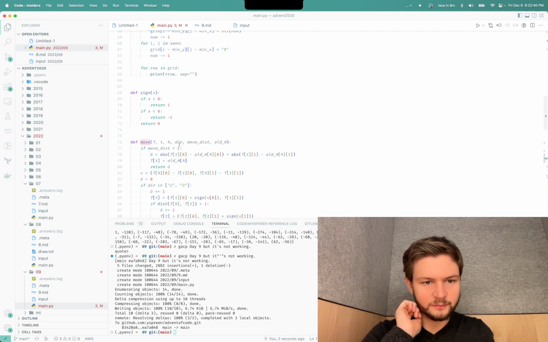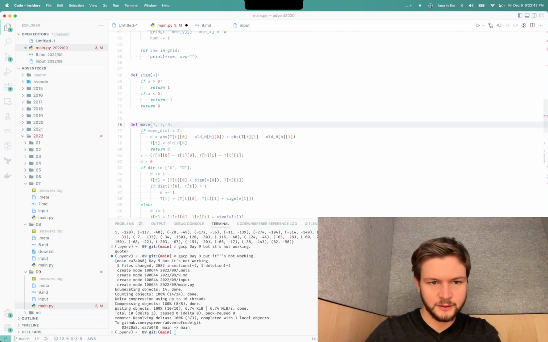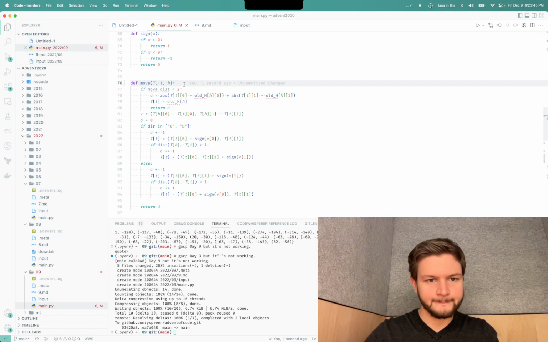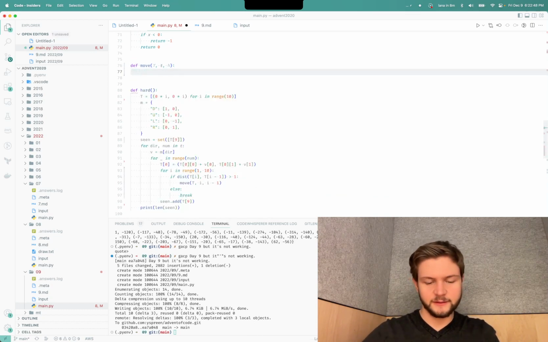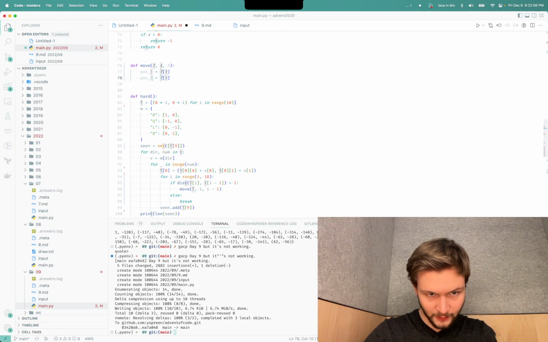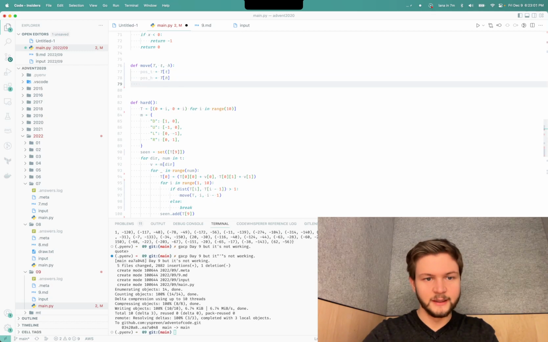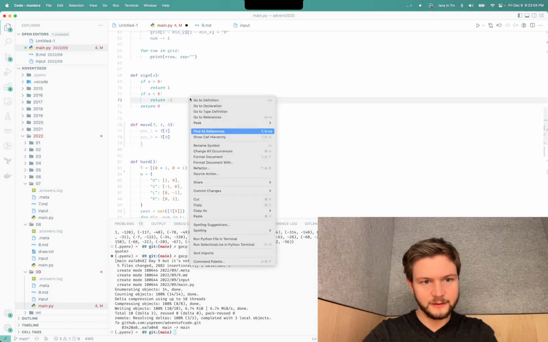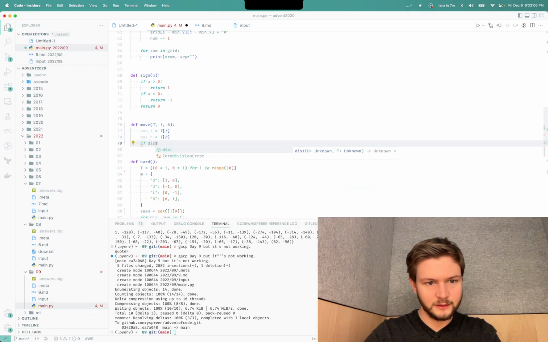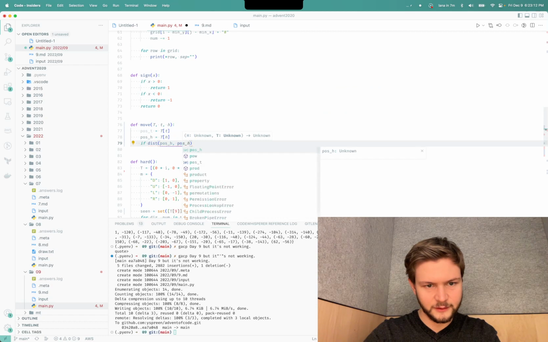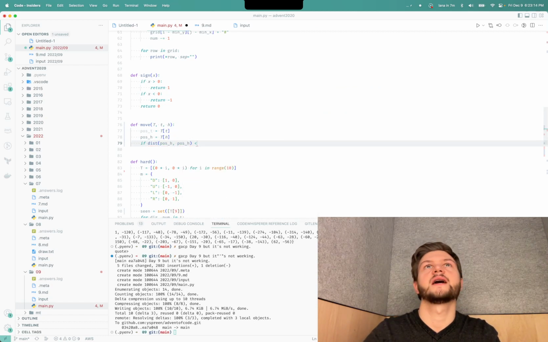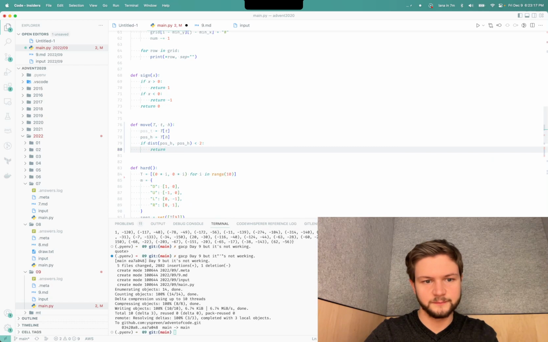Okay, I'm feeling good. Move T T T H. Let's screw all of this. So we got pos T is equal to TT, and pos H is equal to TH. If distance of cos T cos H smaller than 2, return.